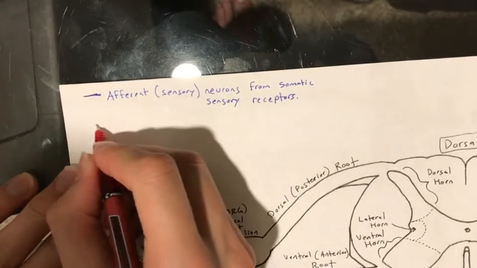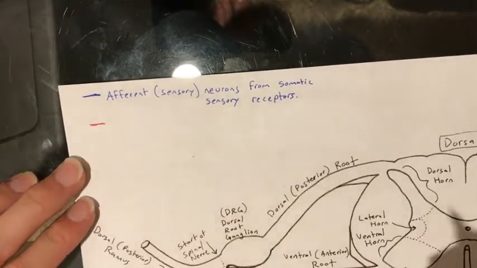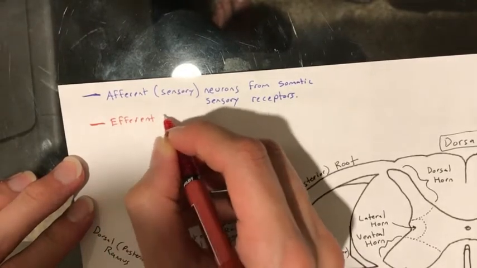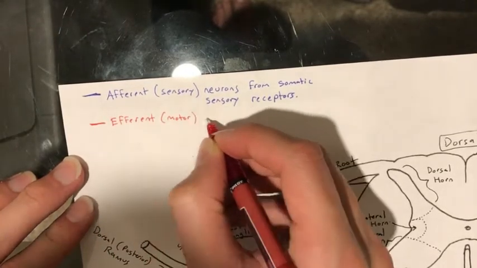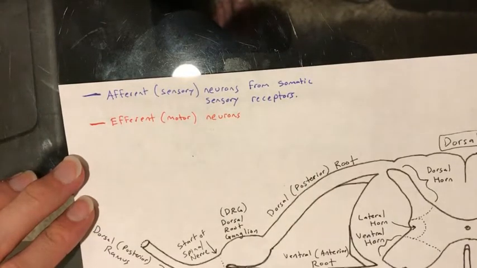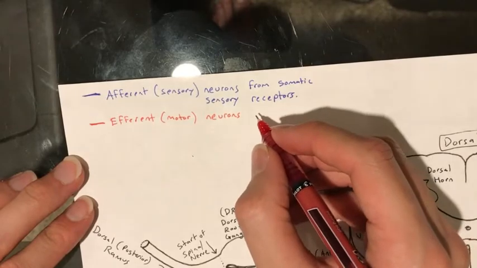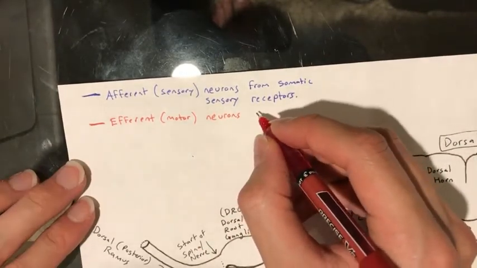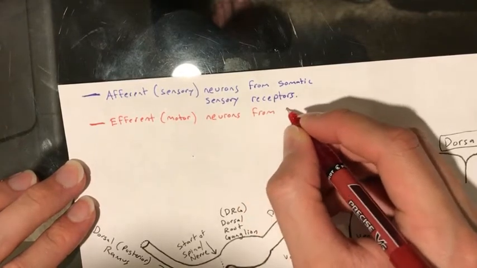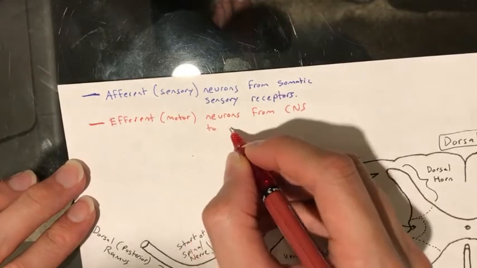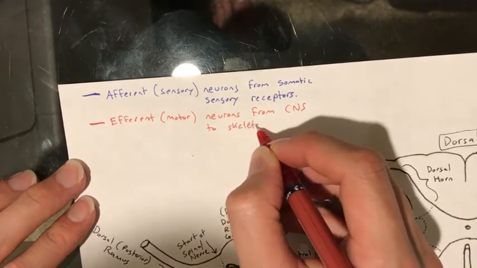And then in red will represent efferent motor neurons. And in this specific worksheet, we're going to be dealing with these motor neurons that are coming from the central nervous system and then going to skeletal muscle.